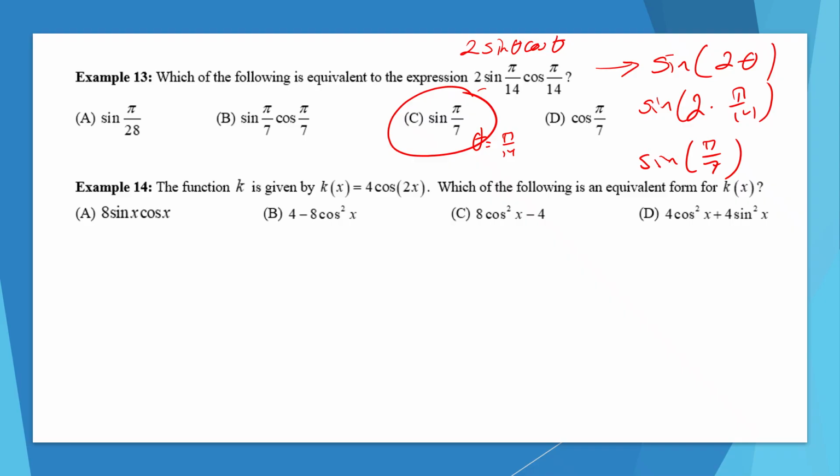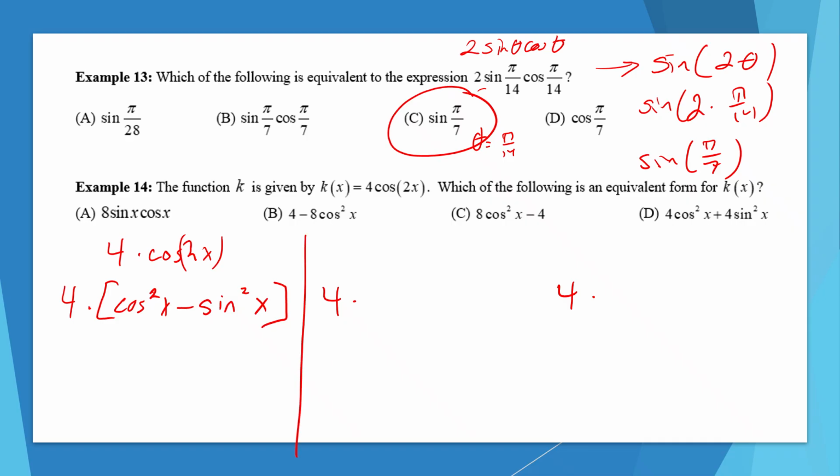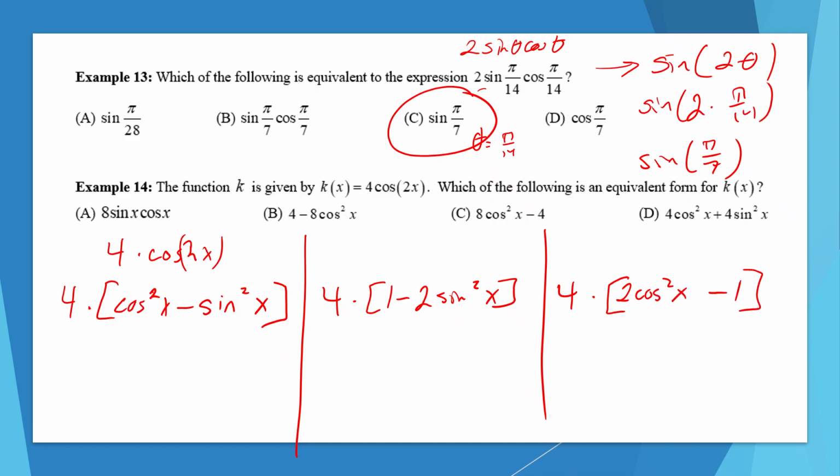For 14 here, we have 4 times cosine 2x. Which of the following is equivalent? So knowing that cosine of 2x, that 4 is going to stay out front. Let's look at this through all three possible equations. This is 4 times cosine squared x minus sine squared x. Or you could have 4 times 1 minus 2 sine squared x. Or you could have 4 times 2 cosine squared x minus 1. And we want to see which one matches one of the possible answer choices.